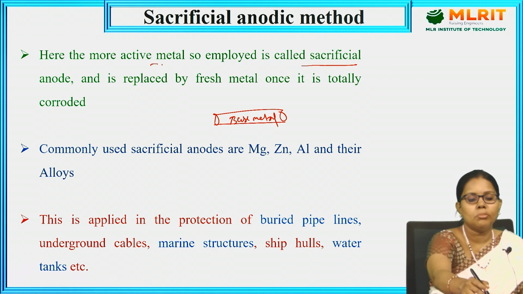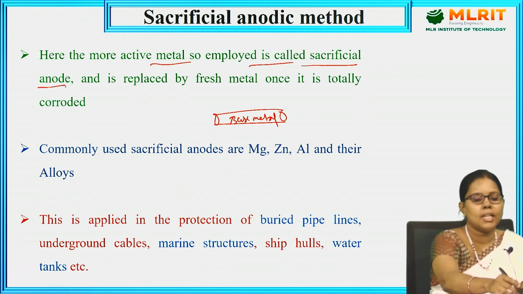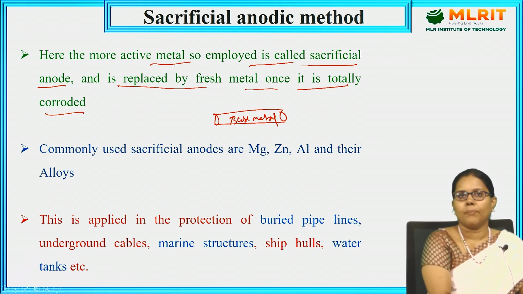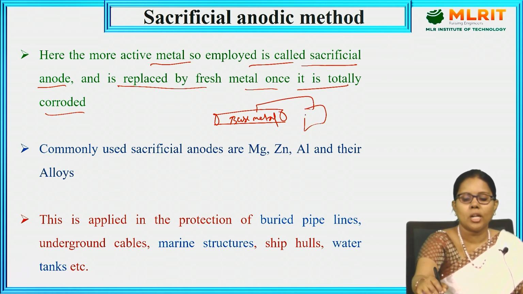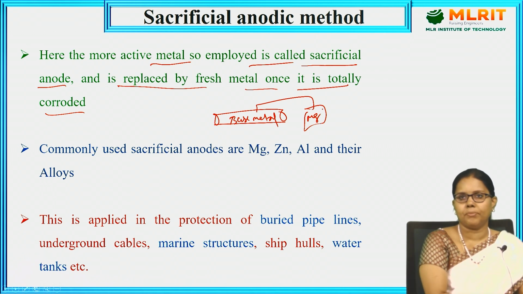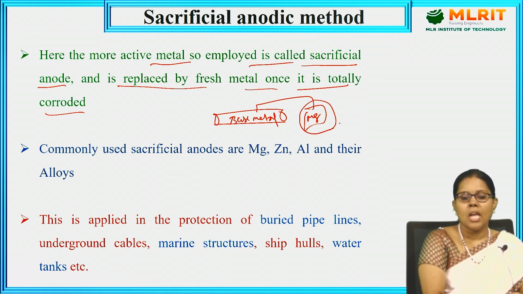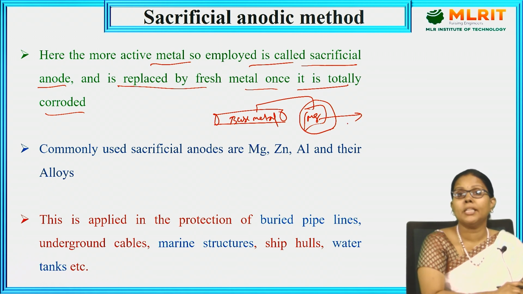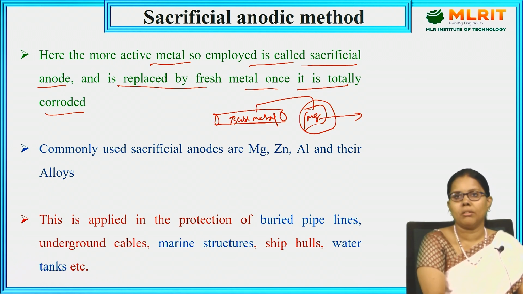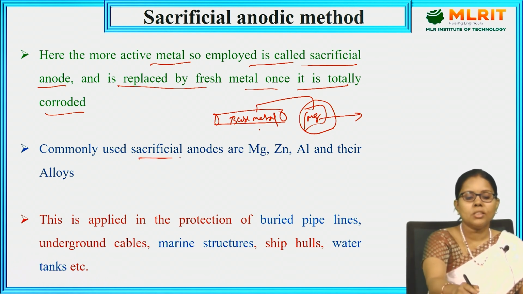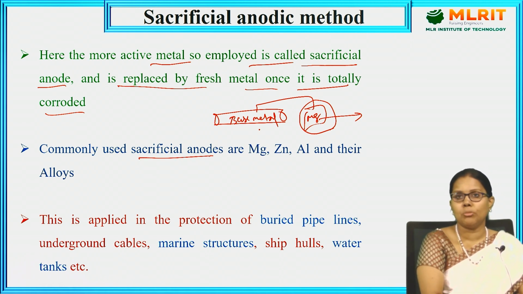The more active metal so employed is called the sacrificial anode and is replaced by fresh metal once it is totally corroded. The base metal is connected to a more anodic metal such as magnesium, aluminum, zinc or any other alloy. So all the corrosion takes place at the magnesium. If the magnesium is corroded completely, it should be replaced with a new magnesium block. If we don't replace it, all the corrosion takes place again in the base metal. Commonly used sacrificial anodes are magnesium, zinc, aluminum and their alloys.